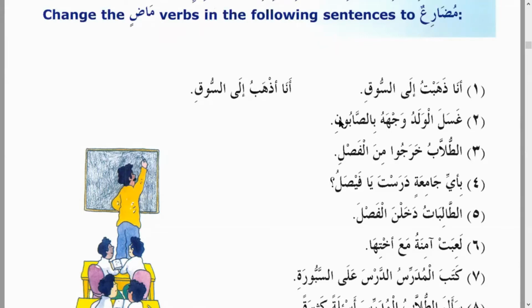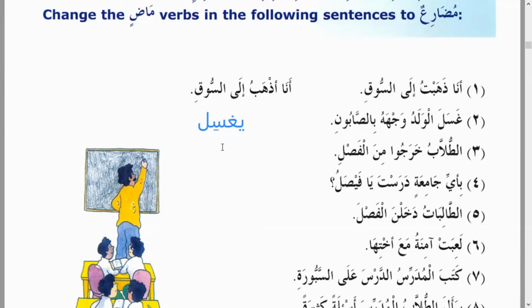So غسل الولد وجهه بالصابون. So make it into mudaari. The boy washed his face with soap. So غسل's مضارع is يغسل. Now, so just write. Rest all will remain same. يغسل. باب ضرب يضرب. نعم. يغسل.